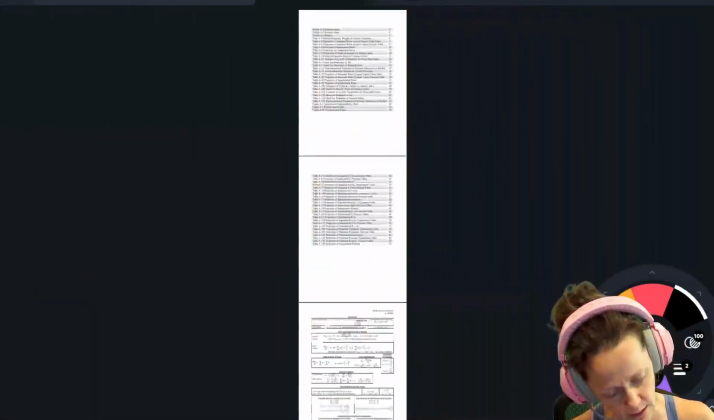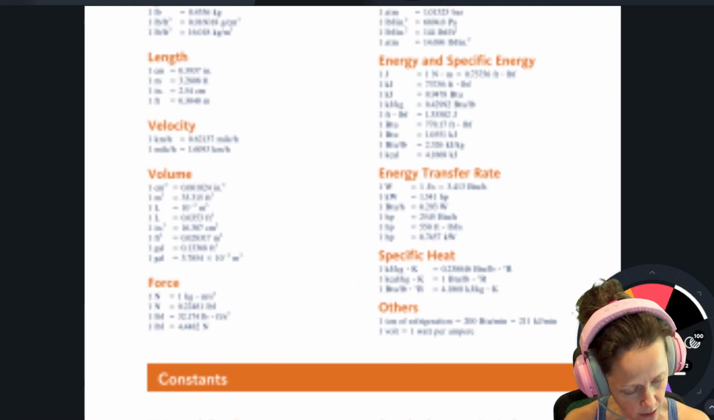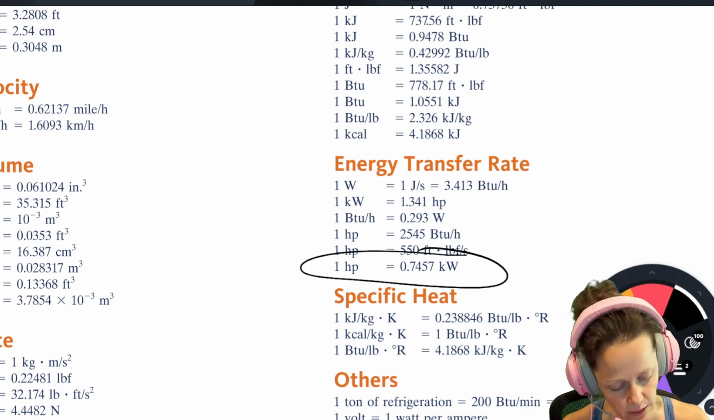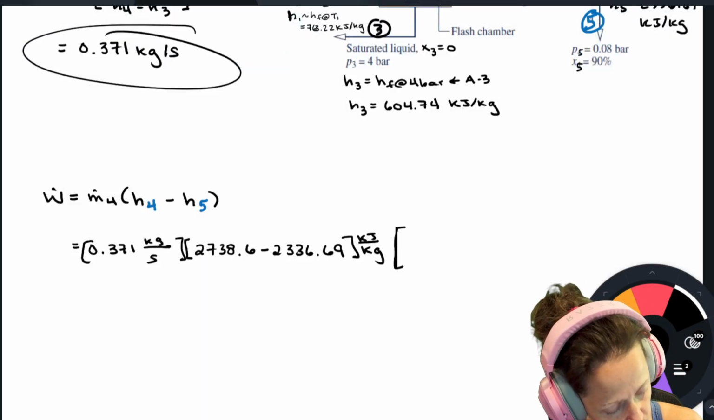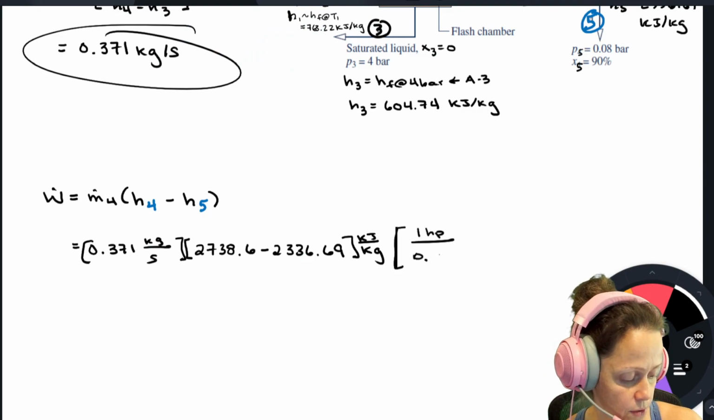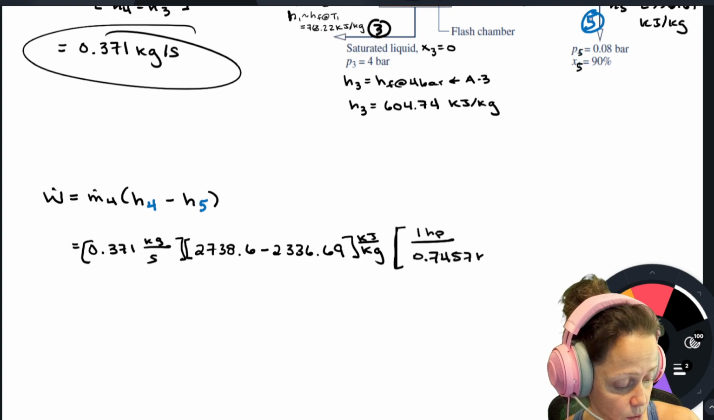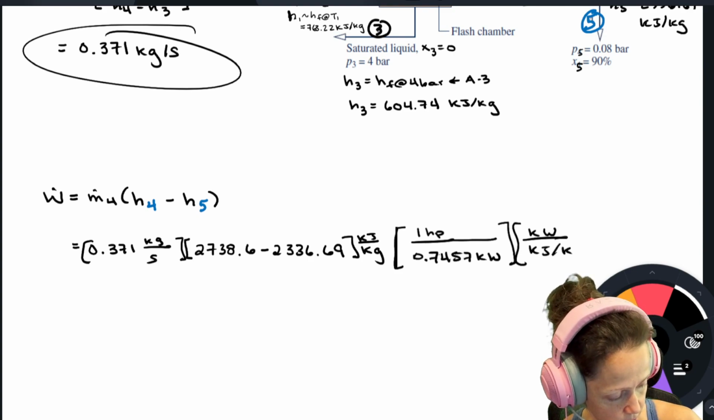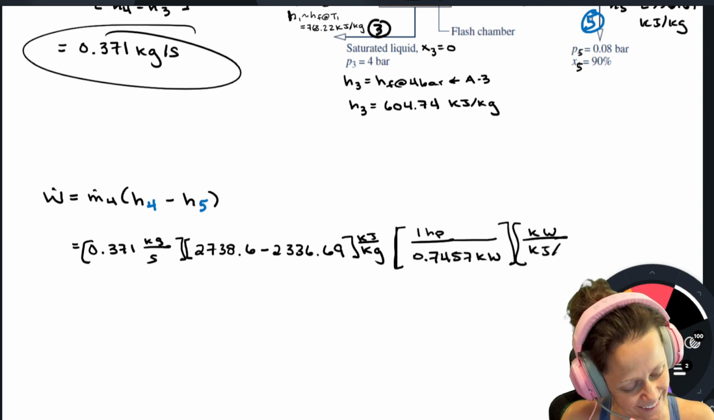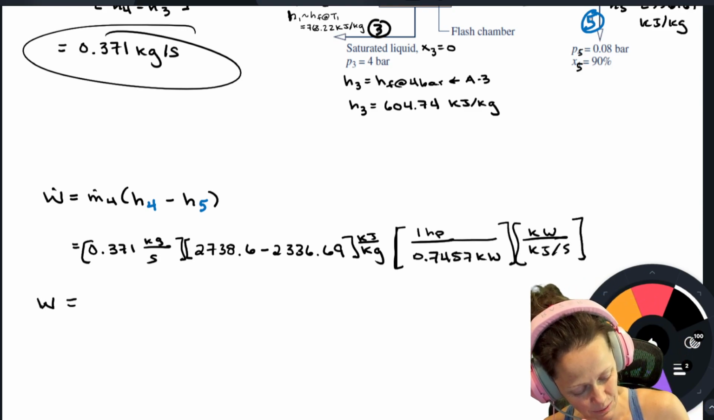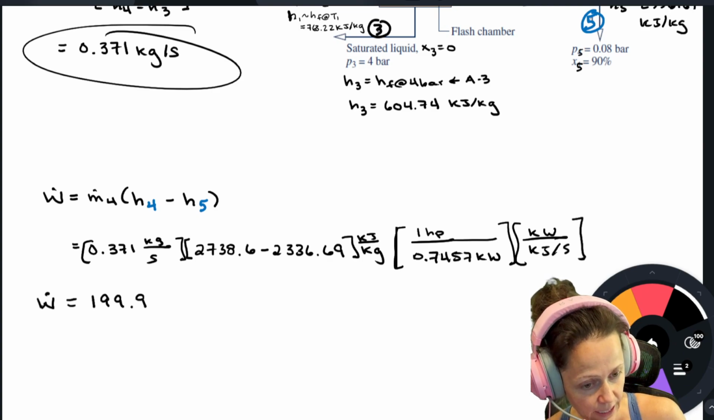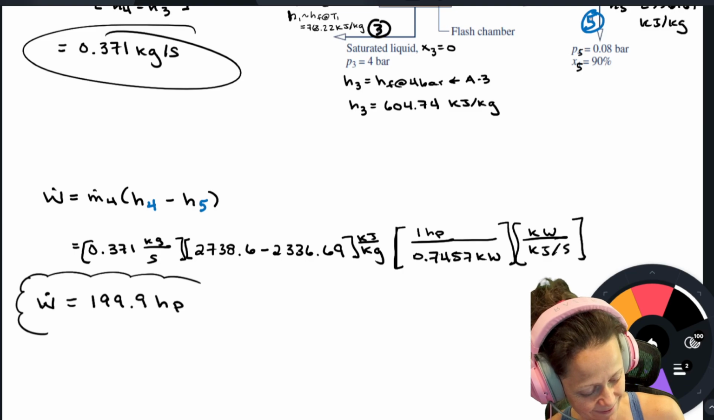Let's go look at what it is. Make sure this is the unit conversion that's actually on there. Yeah. So 1 horsepower is 0.7457 kilowatts. All right, so hopefully what we've got there is a W dot, and that ends up giving us 199.9 horsepower. Perfect.